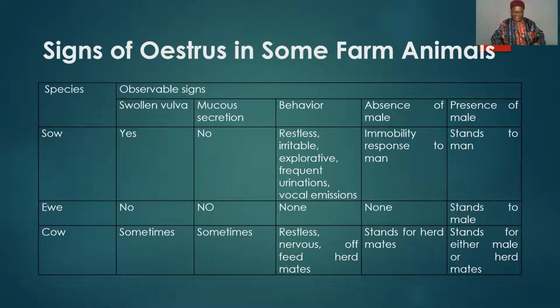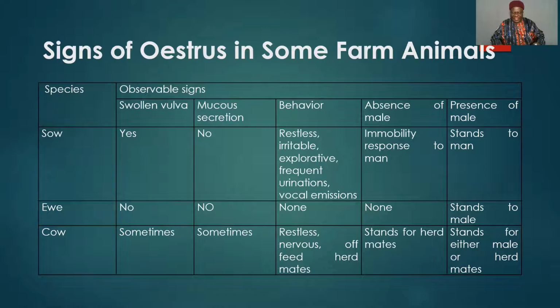Now, there are various signs of estrus in animals depending on the species. I've taken 3 species where I show you differences in observable signs. For instance, in sow, ewe and cow, swollen vulva is found in the sow, but no swollen vulva in the ewe. Sometimes you have the swollen vulva in the cows. As far as mucus secretion is concerned, you do not have any in the sow, you do not have any in the ewe, but sometimes you have it in the cow.